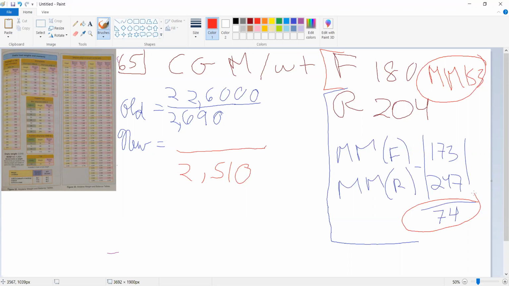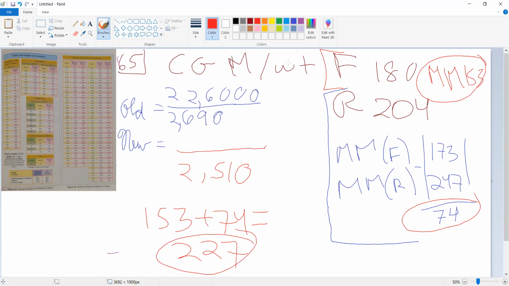So now to see how much change has happened, we need to add those two numbers together. So we have 153 plus 74. 153 plus 74 gives us 227. So 227 needs to be subtracted from the moments over 100 initially.